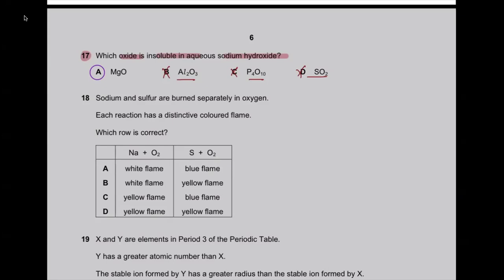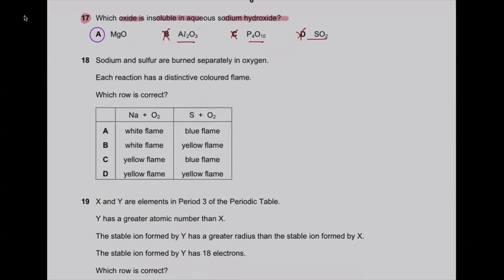Okay. Now question number 18. Sodium and sulfur are burned separately in oxygen. Each reaction has a distinctive colored flame. Which row is correct? Okay. So for sodium, we know it's a yellow flame, right? So A and B go wrong. And for sulfur, it's a blue flame. So D goes wrong. It means C is the correct answer. Okay.